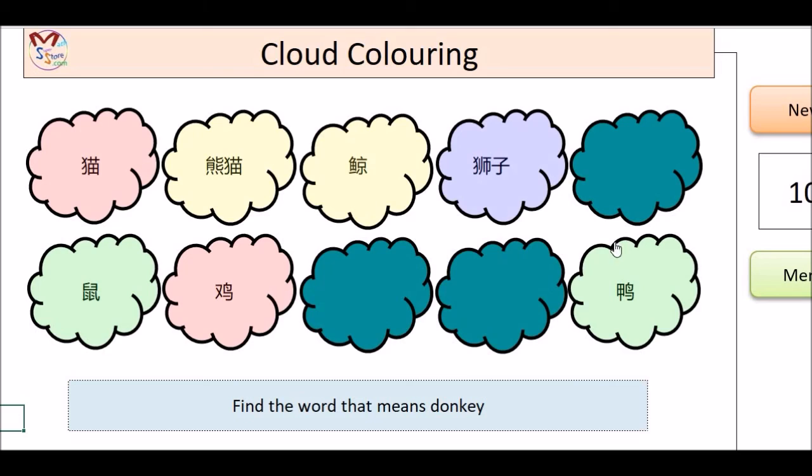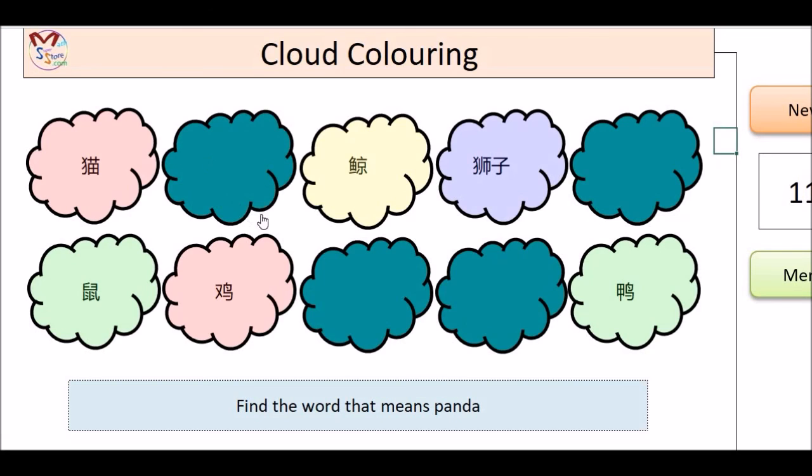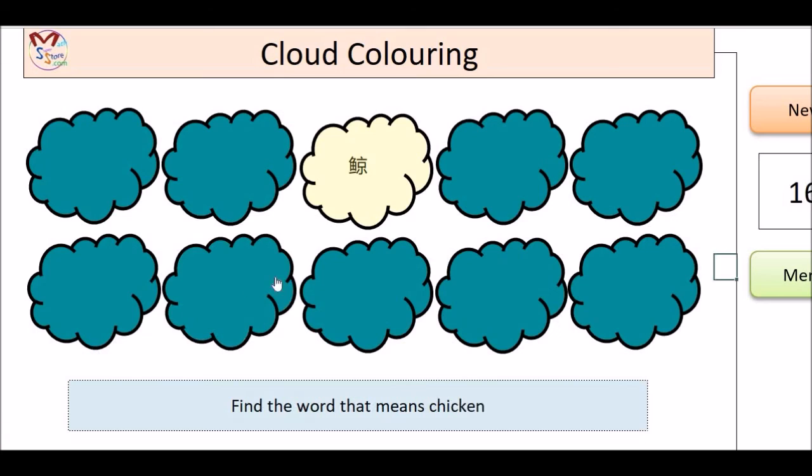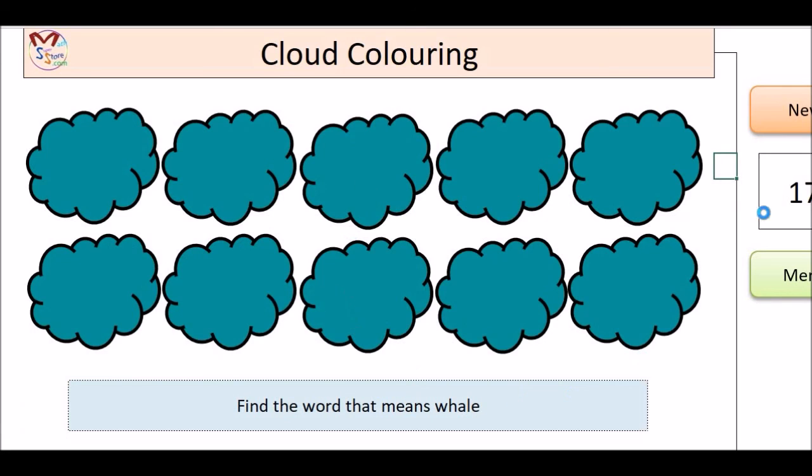Find the word that means panda. Yes, it is panda. Find the word that means duck. Yes, it is duck. Find the word that means rat. Yes, it is rat. Find the word that means lion. Yes, it is lion. Find the word that means cat. Yes, it is cat. Find the word that means chicken. Yes, it is chicken. Find the word that means whale. Yes, it is whale. Well done, press new to start again.